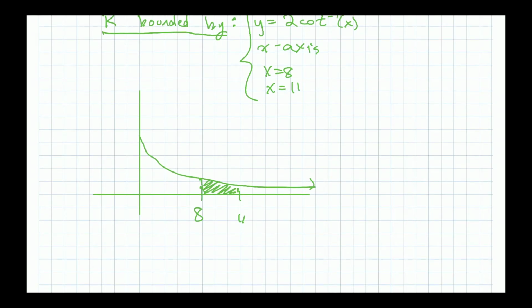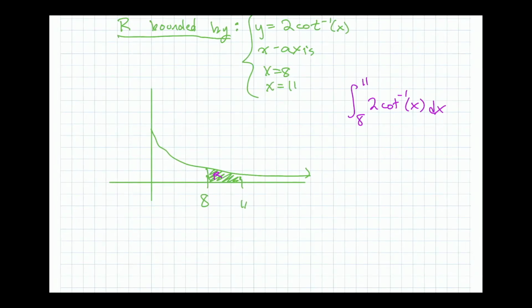So if you're trying to calculate it, you just need to set up an integral for it. Well, it's just going to be the integral from 8 to 11 of 2 cotangent inverse x. So that's all they're asking you to do. They just ask you to do it in a weird way. Okay, and that's the region R there. So how are you going to do that integral?